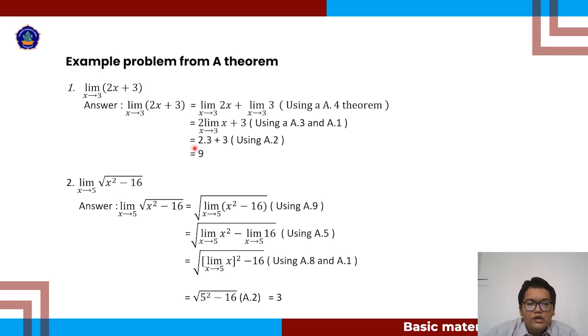And then we can solve 2 multiply 3 plus 3 using the A2 theorem. As the same for number 2, we can solve it using a theorem. Here we use A9 and A5, A8 and A1. So the result is here.